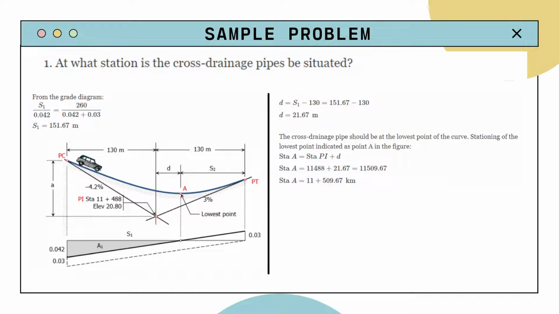We then get the D value, which is the distance from the PI to capital A, labeled as the lowest point of the parabola. D is equal to S1 minus 130, as you can see in the graph. So D is equal to 151.67 minus 130 meters, which is 21.67 meters. We then get the location of station A through station PI plus D. Station PI has a value of 11,488 meters. 11,488 meters plus 21.67, we get 11,509.67 meters. So station A is equal to 11 plus 509.67.